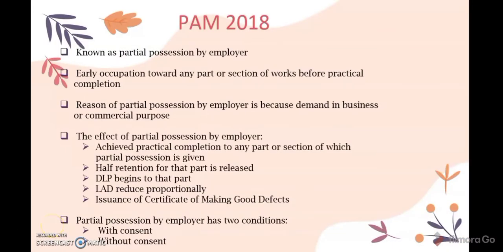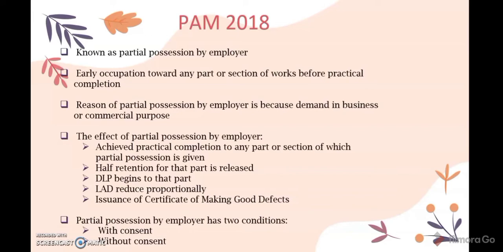The next slide is about PAM 2018. In PAM 2018, the clause on partial occupation is known as partial possession by employer. Partial possession by employer is an early occupation of any part or section of works before practical completion. This means that the employer can take over any part or section of works before the whole works of the project is done. The reason for partial possession by employer is demand in business or commercial purpose.